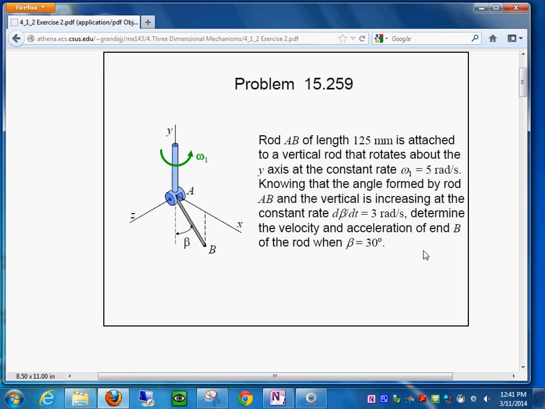Knowing, it says, that the angle formed by the rod AB and the vertical is increasing at a constant rate of d beta dt of 3 radians per second. Determine the velocity and acceleration of the end B of the rod when beta is 30 degrees.